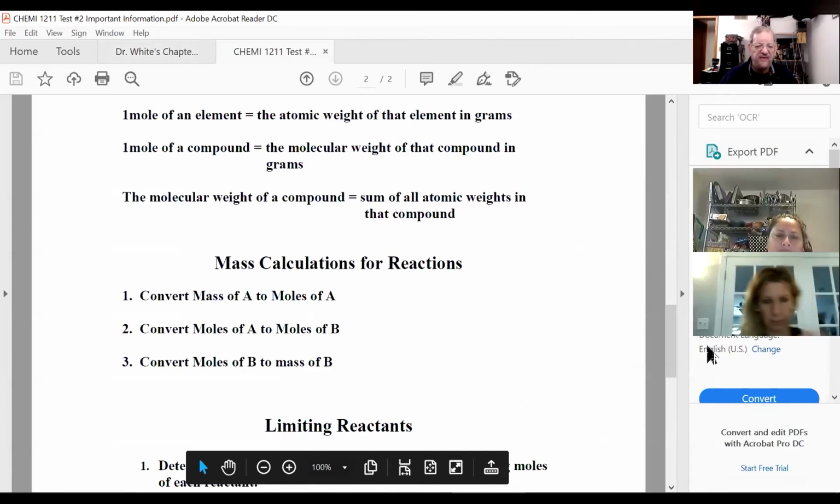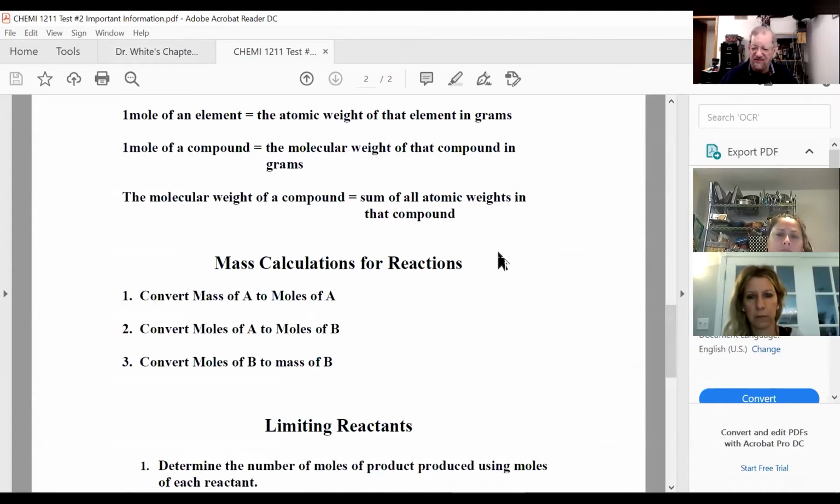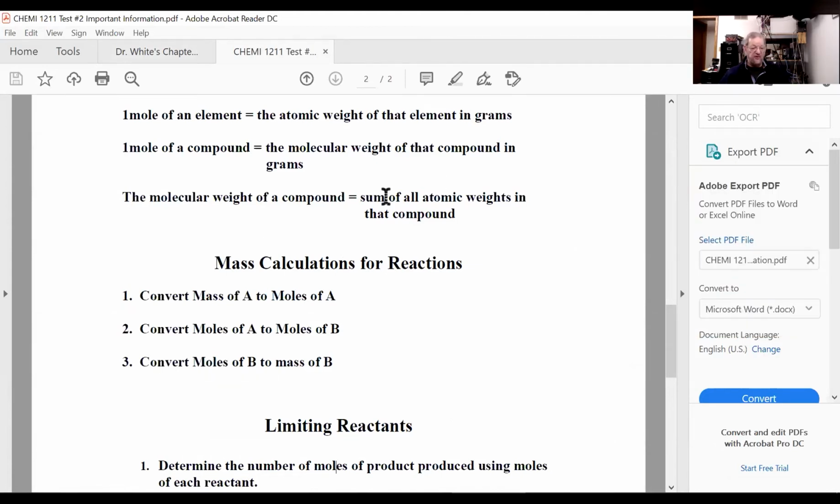All right, everybody see mass calculations for reactions? Thank you. This is important information for test number 2. The 3 steps are: whatever you're given in mass, which means grams, you convert to moles. Then you convert whatever you just figured out, the moles of A, to moles of what you're trying to get, B. But you're being asked for grams, not moles. So we have to convert moles of B to mass of B. So let's take a look.